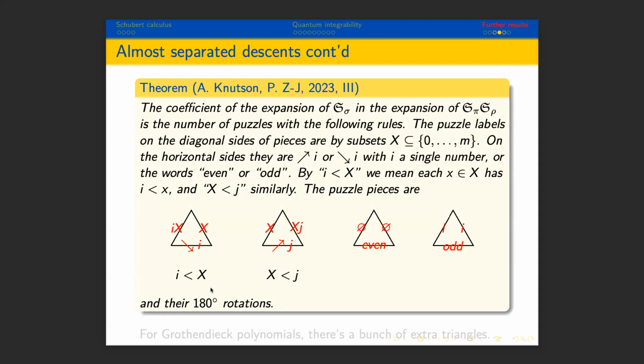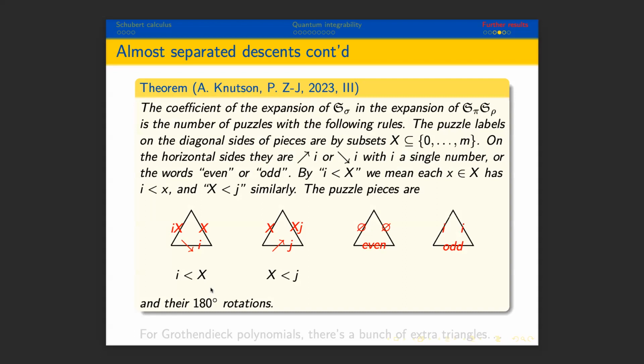So now, as I said, you have triangle puzzle pieces in which the northwest and northeast edges are now indexed by subsets rather than by just integers. However, at the bottom, this is the vector representation, so it can only have a single number or special numbers called even and odd. So there's some fairly complicated combinatorics going on, and here are all the pieces. Let's see, I actually have to read it myself.